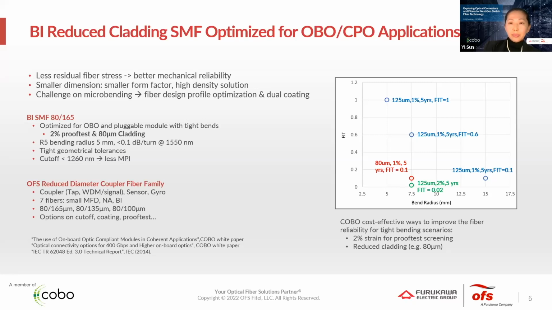That reduces the failure in time by 30 times. And the red is the reduced cladding, and that improves the failure in time by 6 times. The reduced cladding results in less residual fiber stress. That means better mechanical reliability, and also enables a smaller form factor for high density solutions. However, it brings a challenge on microbending, and that is solvable by optimizing the fiber design profile and coating.